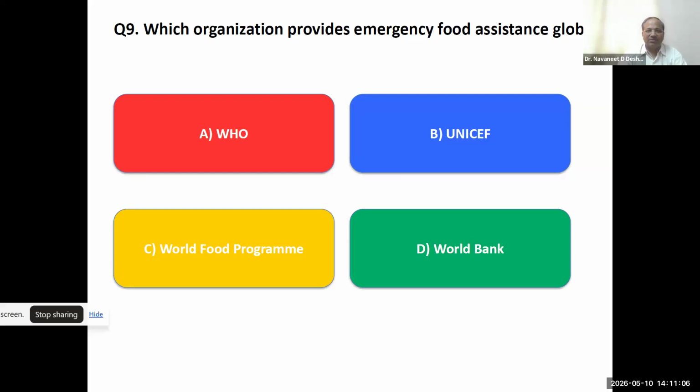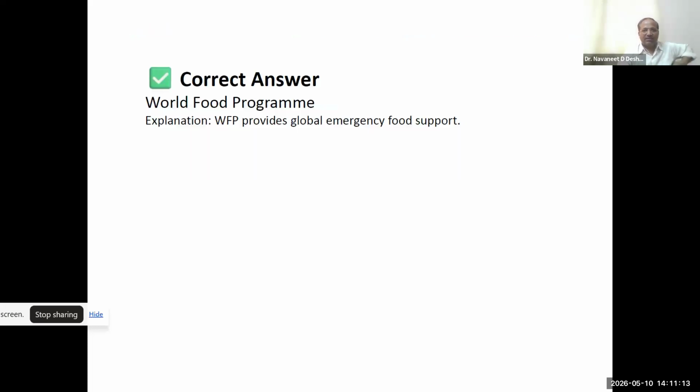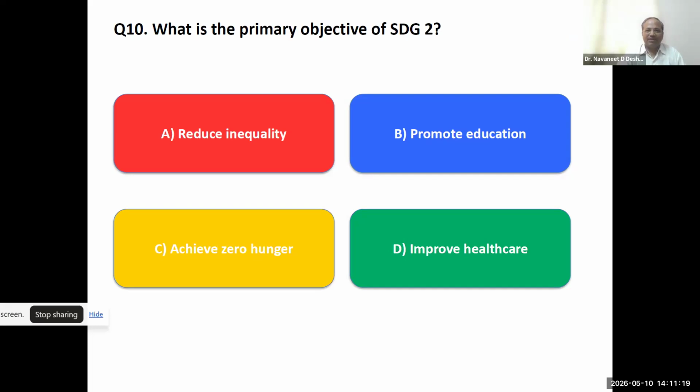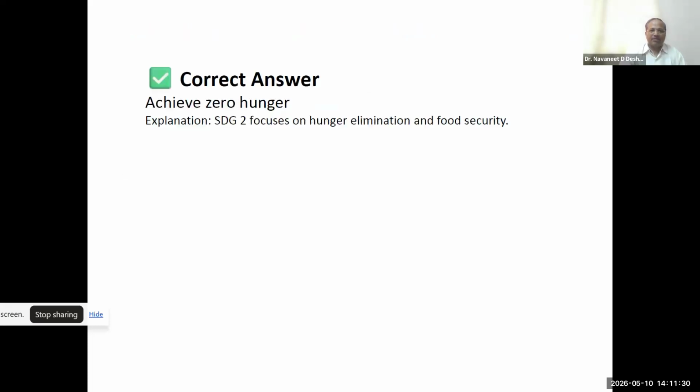Which organization provides emergency food assistance globally? WHO, UNICEF, World Food Program, World Bank. The World Food Program provides emergency food support. What is the primary objective of SDG 2? A is reduce inequality, B is promote education, C is achieve zero hunger, D is improve healthcare. The correct answer is that SDG 2 focuses on hunger elimination and food security, that is achieving zero hunger.